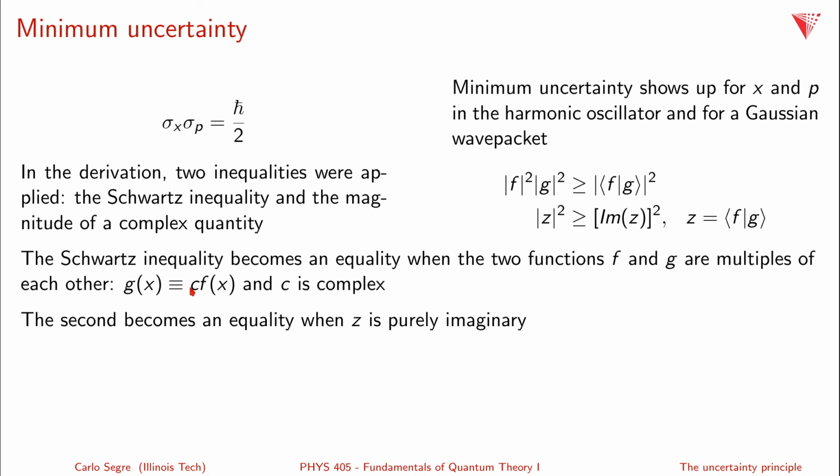If g and f are multiples of each other, then the inner product becomes just modulus of c squared times the inner product of f with itself. And the modulus squared of f and modulus squared of g, because they're the same thing, become modulus c squared times f squared, and the same thing here.